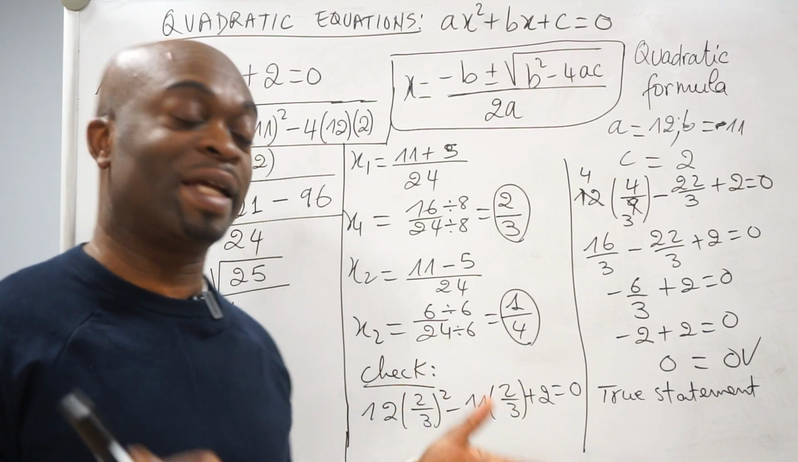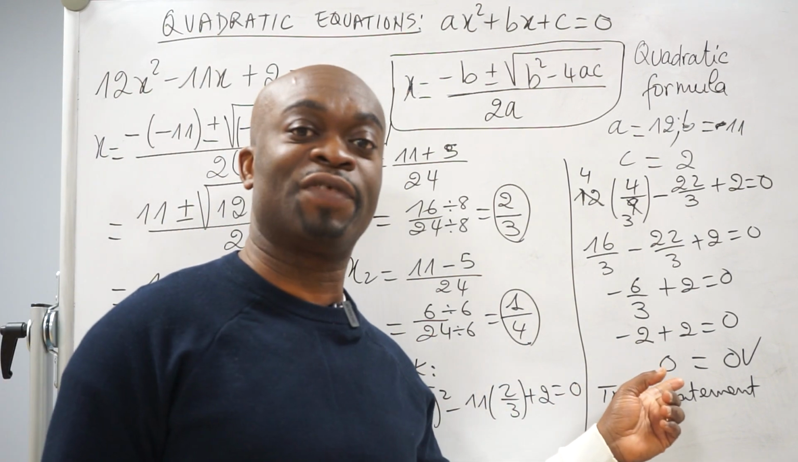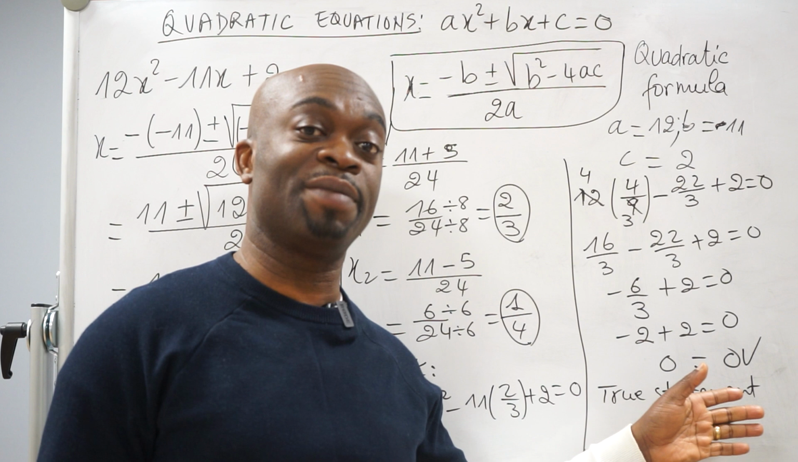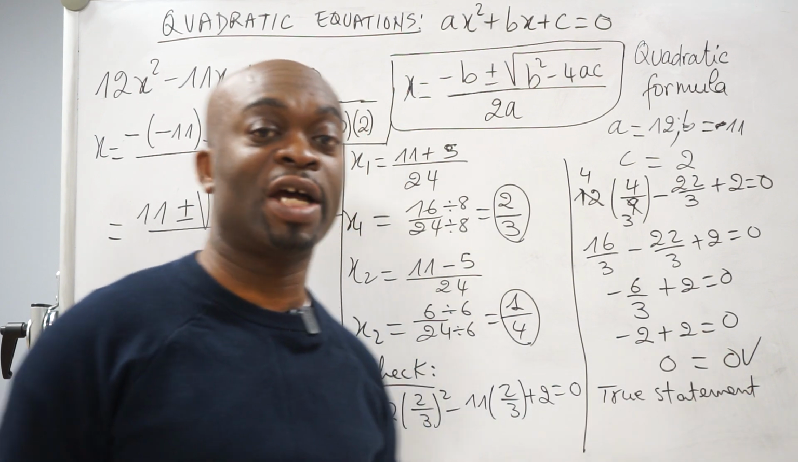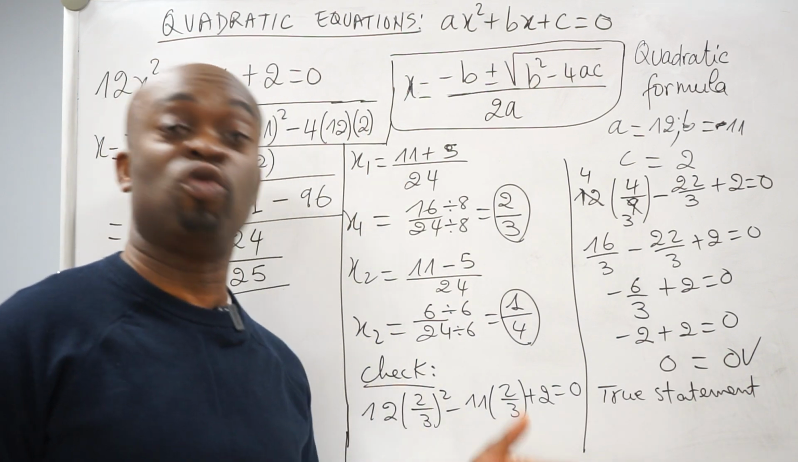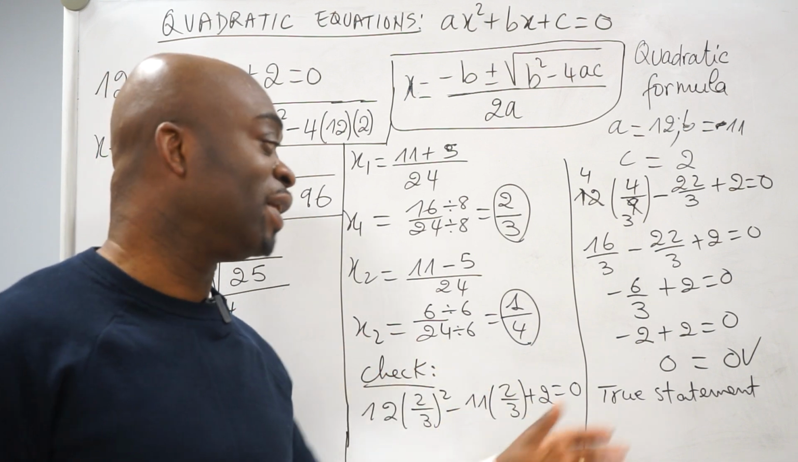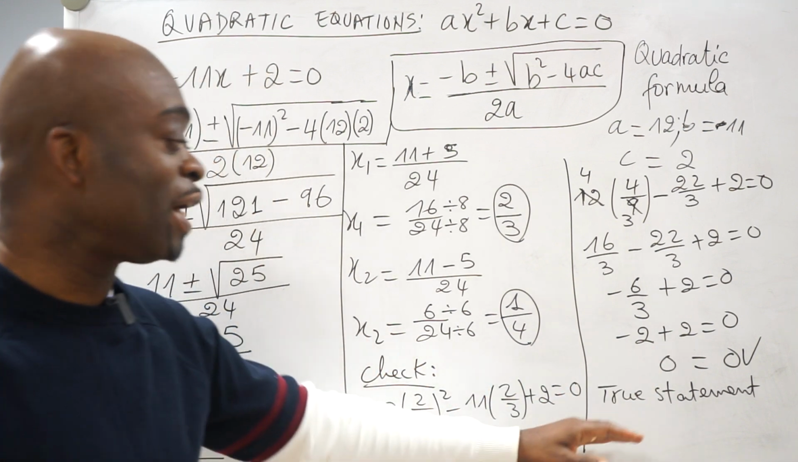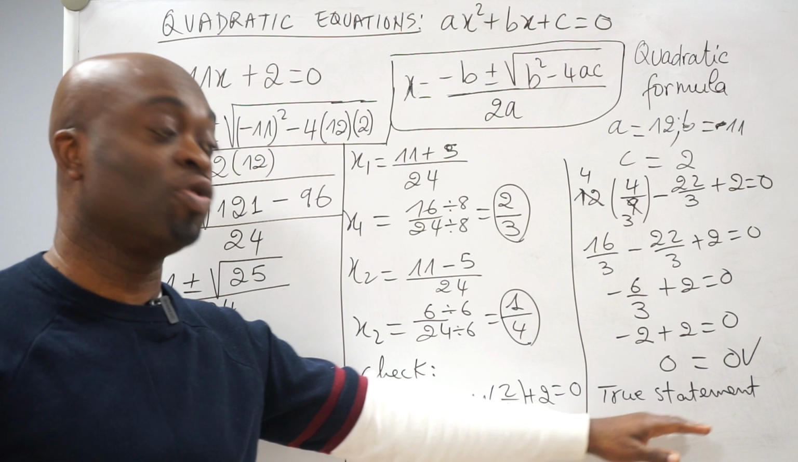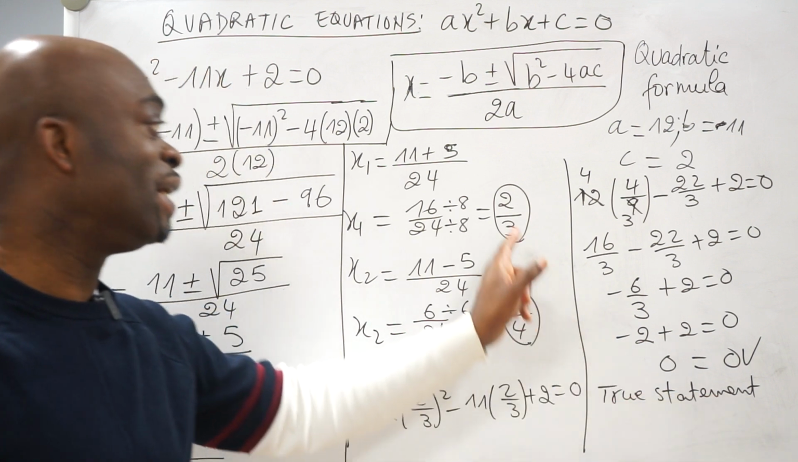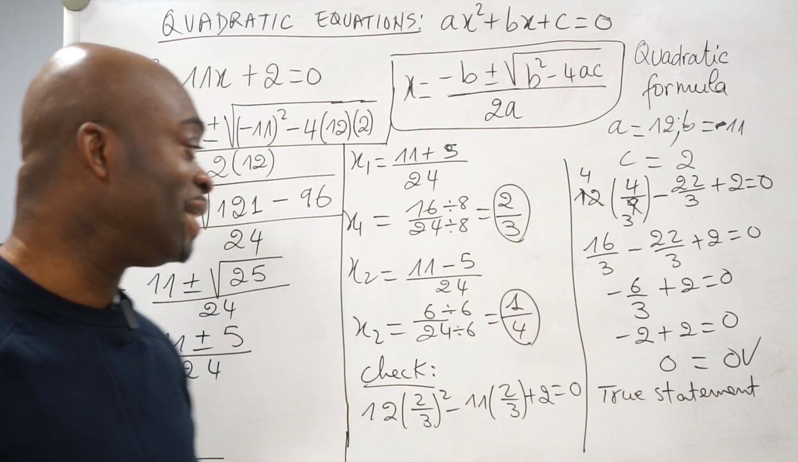So a true statement, again, means that whatever you have on the left side of the equal sign should be the same thing on the right side of the equal sign. It doesn't matter what number it is. It could be 2 and 2. It could be -3, -3. It could be any other numbers, but they have to be the same so that you can say that you have a true statement. And once you have a true statement, that means your solution is indeed correct.